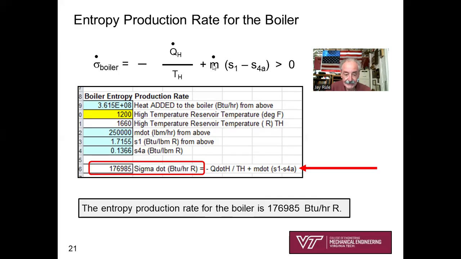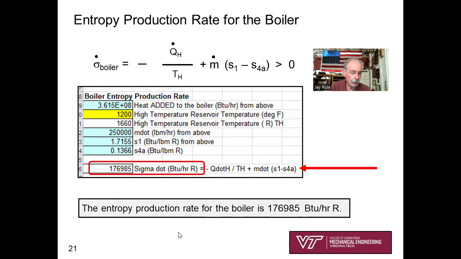M dot, I've got it. Okay. S1, I've already looked it up. S4A, I've already determined that from my pump analysis. So I turn the crank to get sigma dot for the boiler is positive 176,985 BTUs per hour degree R. So the entropy production rate for the boiler is that much.